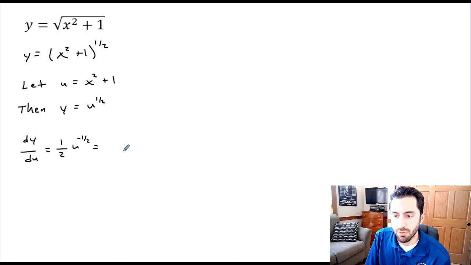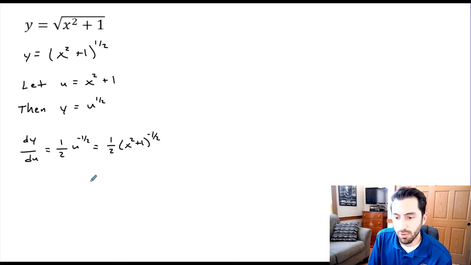And just like we did in the last one, u was not actually part of our problem, so let's resubstitute. So here I end up with 1/2 times x squared plus 1 to the negative 1/2 power. I could simplify this a little bit right away. So instead of a negative exponent, and instead of the 1/2 power, why don't we rewrite this as 1 over 2 from our 1/2, and then we'll write this as x squared plus 1, and it's the square root of all of this. Okay, so that's the derivative of the outside.